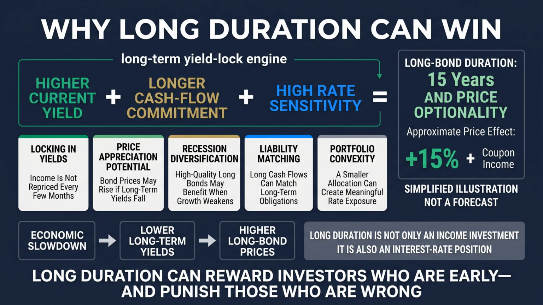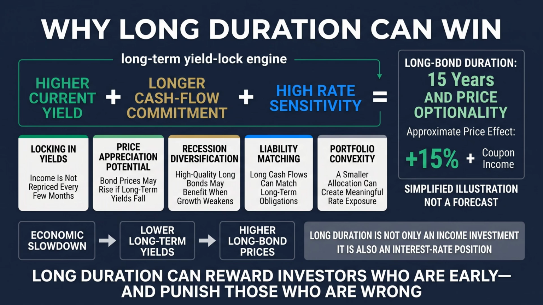Long-duration treasuries can also provide diversification during certain economic slowdowns. If growth weakens and investors seek high-quality government bonds, long-term yields may fall while stock prices decline. In that environment, long treasuries may help offset part of the equity loss. Long duration can also match long-term liabilities. A pension, insurance company, or individual planning for a distant obligation may want assets whose cash flows respond similarly to that liability.